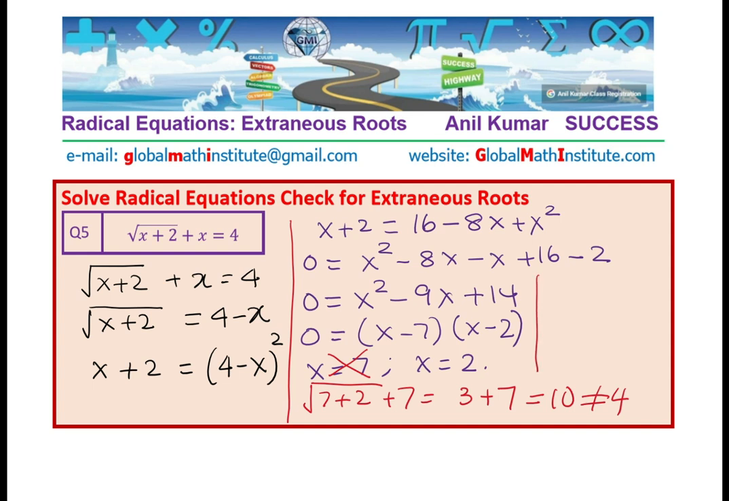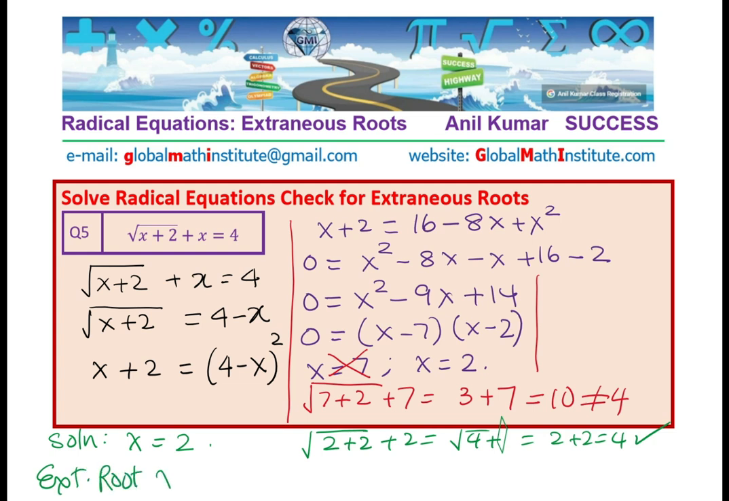Now, let us check x equals 2. So we get square root of 2 plus 2, plus 2, and that is square root of 4 plus 2, and that is indeed 2 plus 2 equals 4, and it works. So we have a solution, which is x equals only 2. An extraneous root is x equals 7, so that is not a part of the solution. So the only solution is x equals 2. You see that? So we got our extraneous root.